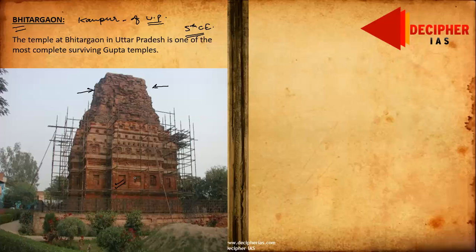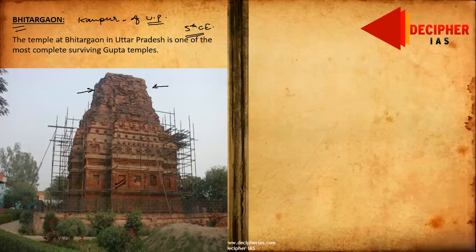The panels still in their original position in the upper tiers of the tower display the faces which remind of gargoyles of European Gothic cathedrals. Now, this was enough for the cave architecture and the Gupta temple, and I hope you will be able to answer any question arising from this area.